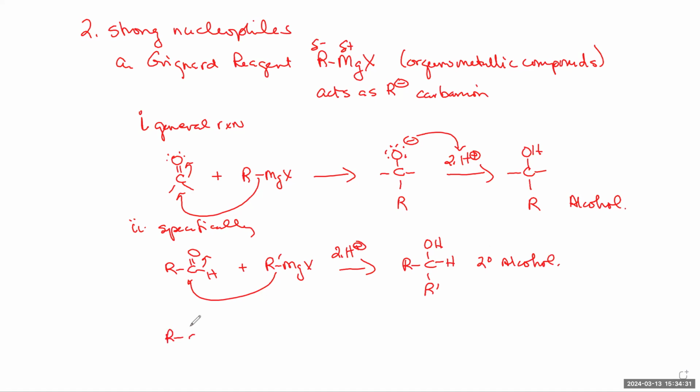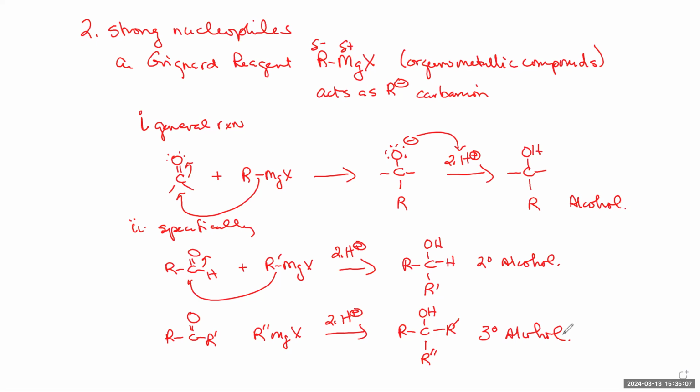And if you start with a ketone, I'm using primes and double primes because the R's don't all have to be the same. And if you add a second step of acid, sorry, you're going to end up with a tertiary alcohol. So in this specific chapter on aldehydes and ketones, when you react an aldehyde with a Grignard, you form a secondary alcohol. And when you take a ketone, you'll end up with a tertiary alcohol.